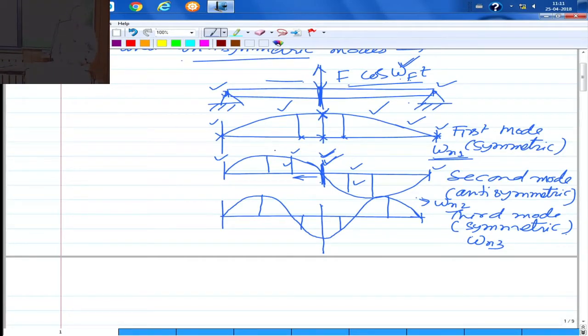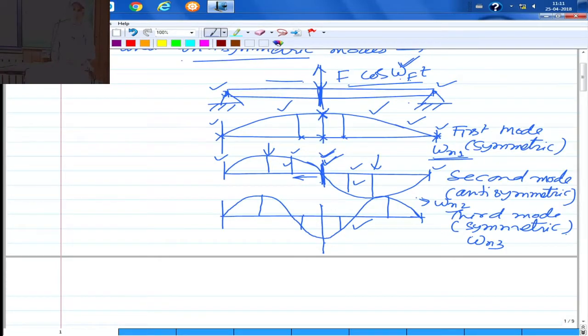But if you shift the same force somewhere to this location or somewhere here, then with the same forcing frequency it will start vibrating with maximum possible amplitude. If omega f is close to omega n3, it will start vibrating in this particular mode shape. Now if you look at the fourth mode, the dynamic force at the center will again not excite the antisymmetric modes, that is the second mode, fourth mode, sixth mode, and so on. It will excite only these.